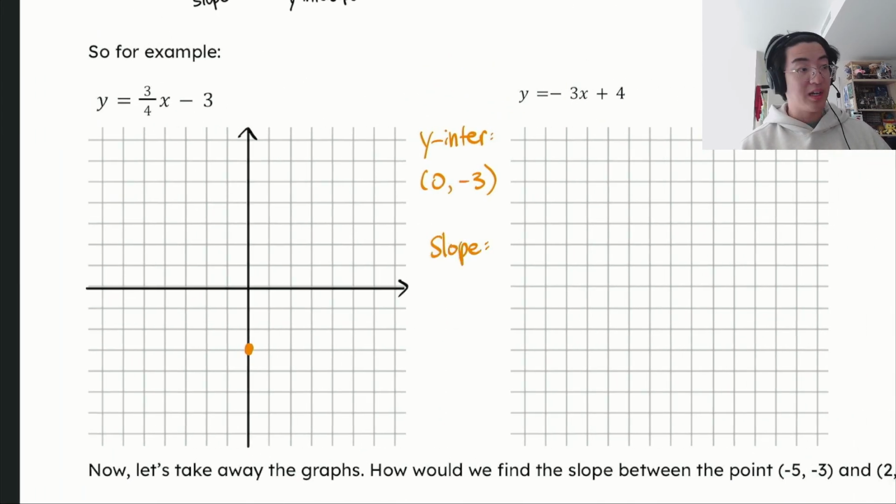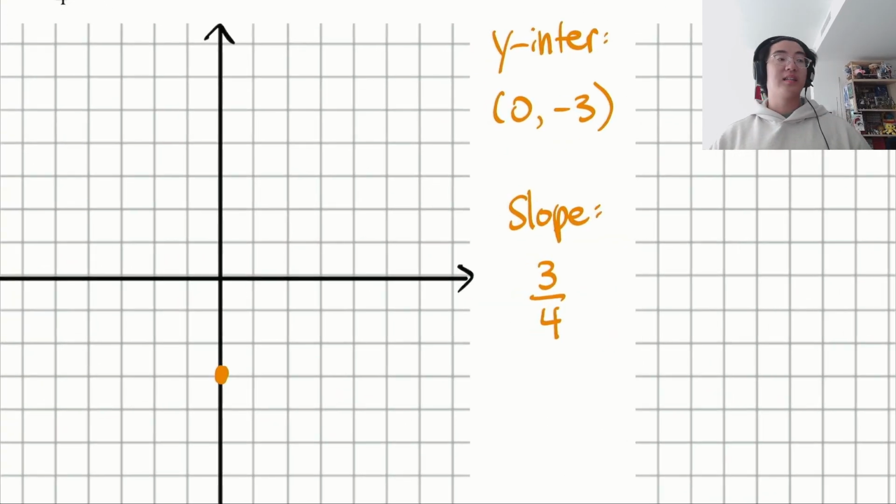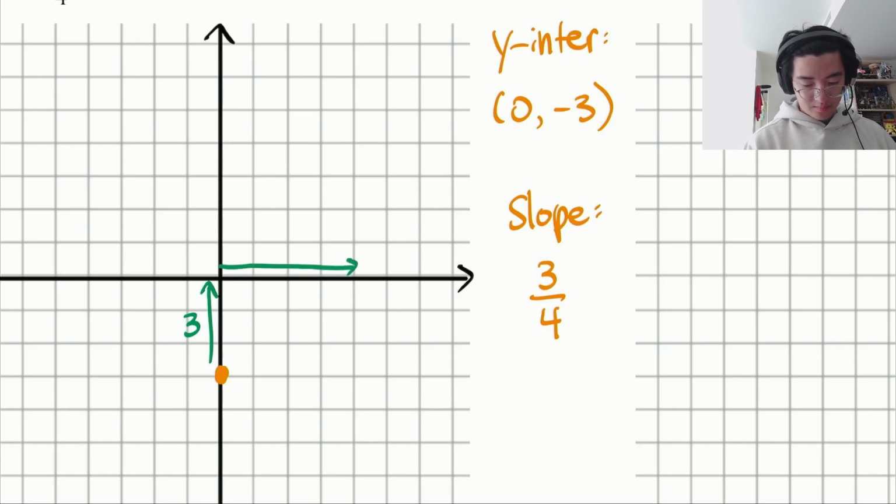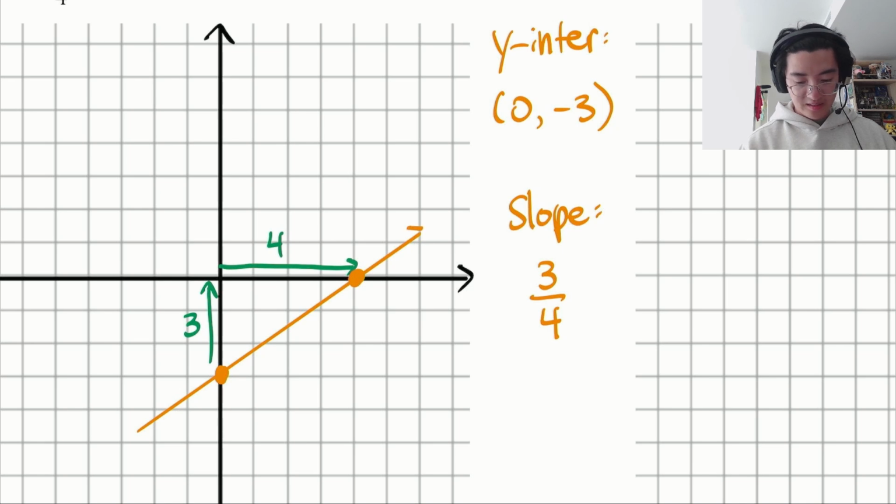Next is the slope. The slope is just whatever number is in front of x. In this case, it's 3/4. I'm just literally taking this number, the coefficient of x. Now the slope is the rise over the run, the change in the y over the change in the x. We got a 3 here, so we go up by 3, because that's changing y. And then we go to the right by 4. That's our x. That's our second point. And then the final step is to connect it with a line with a ruler. And that's literally it.